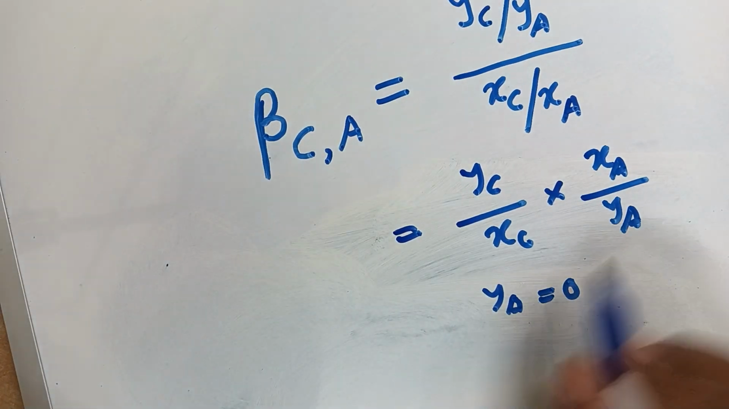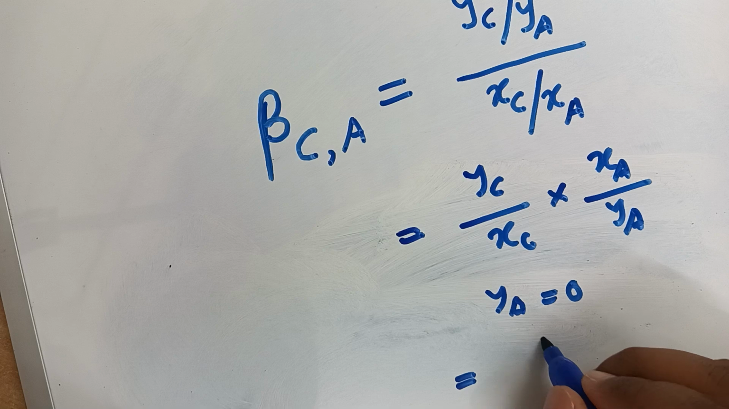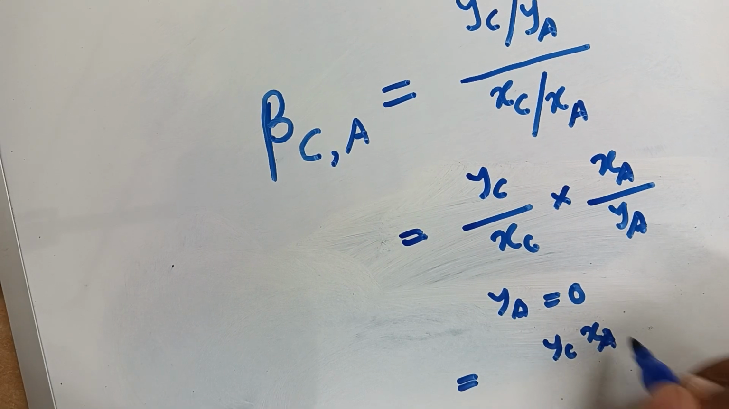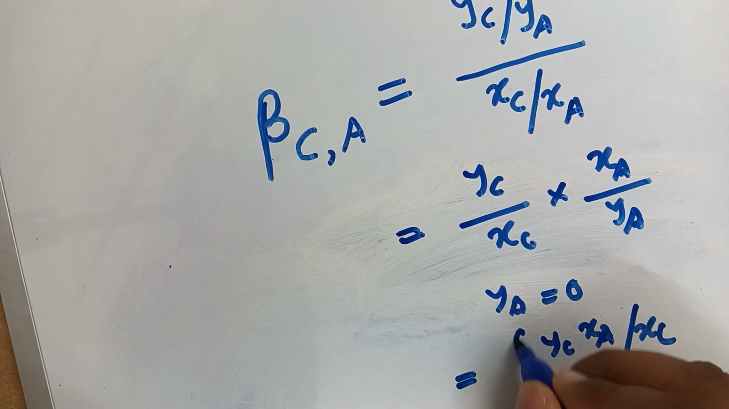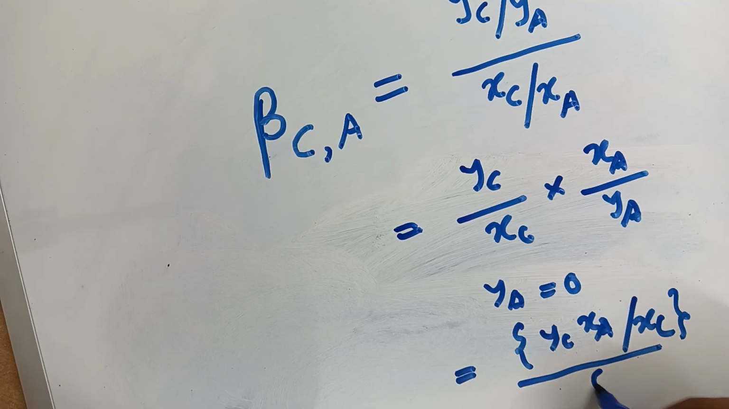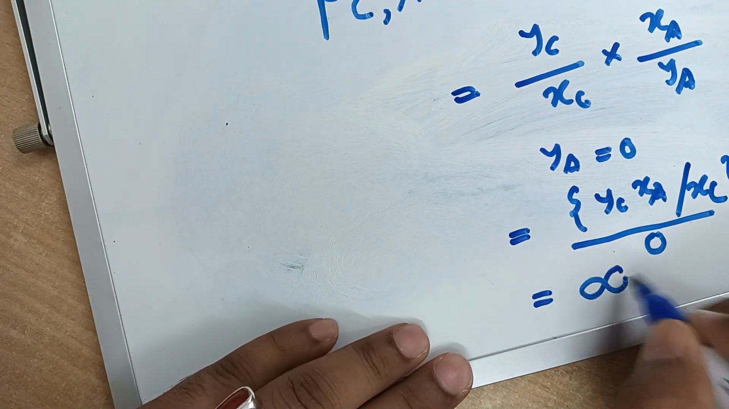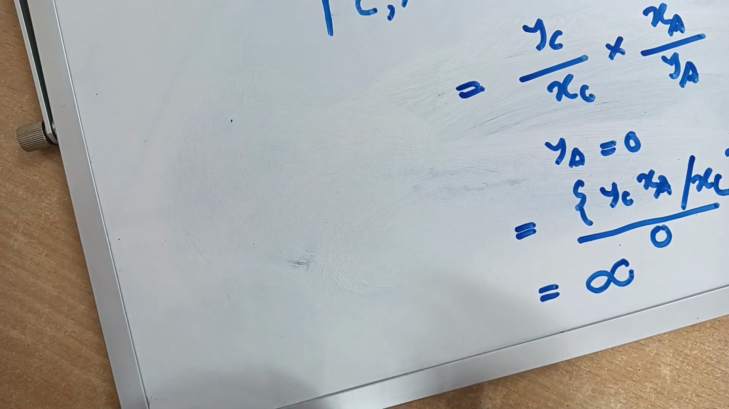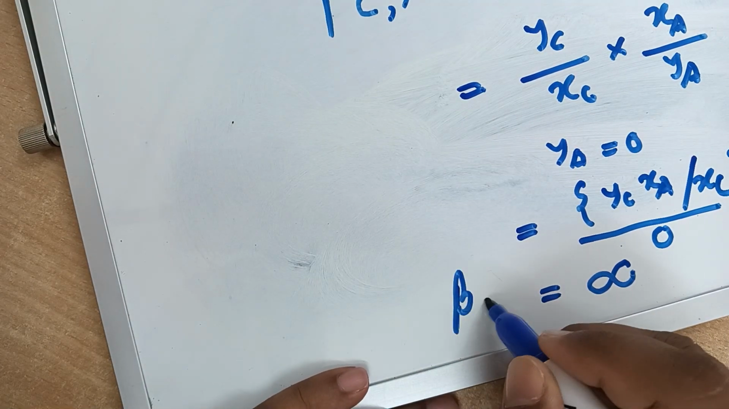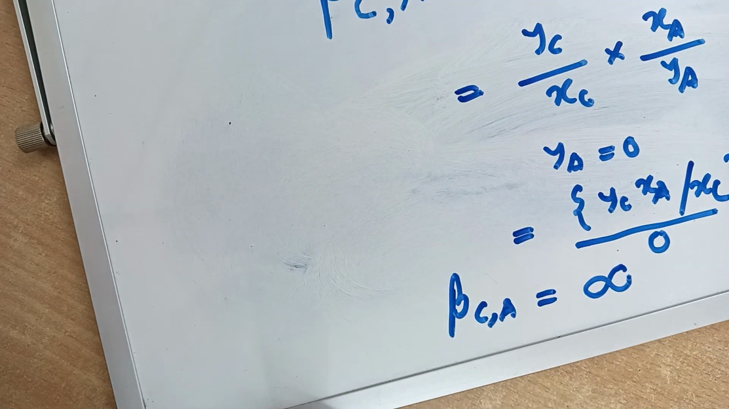If that is 0, it basically means YC times XA divided by XC, whole divided by 0. It basically means infinity, undefined. So the value of selectivity is going to be equal to infinity when there is complete immiscibility between the solvent and the carrier, and it is absolutely an ideal scenario.